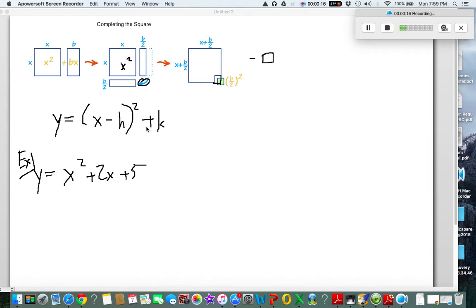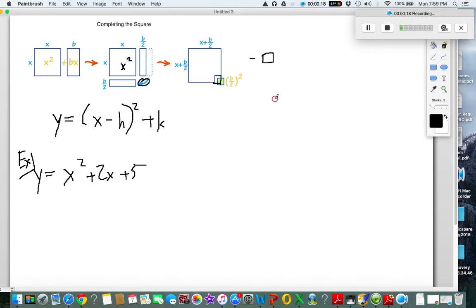So, just a reminder with vertex form, that's when you wanted to graph a parabola and you were told some point on the parabola was this h, k value. So what we're going to do is talk about how to complete the square.